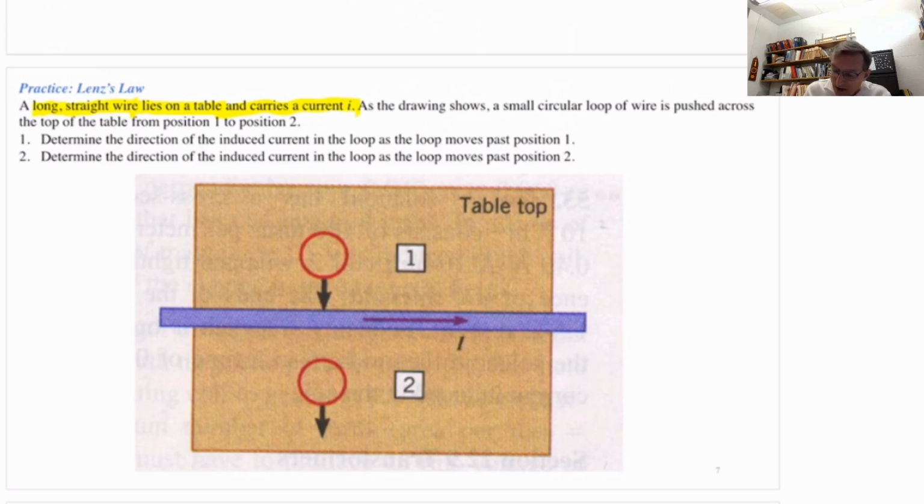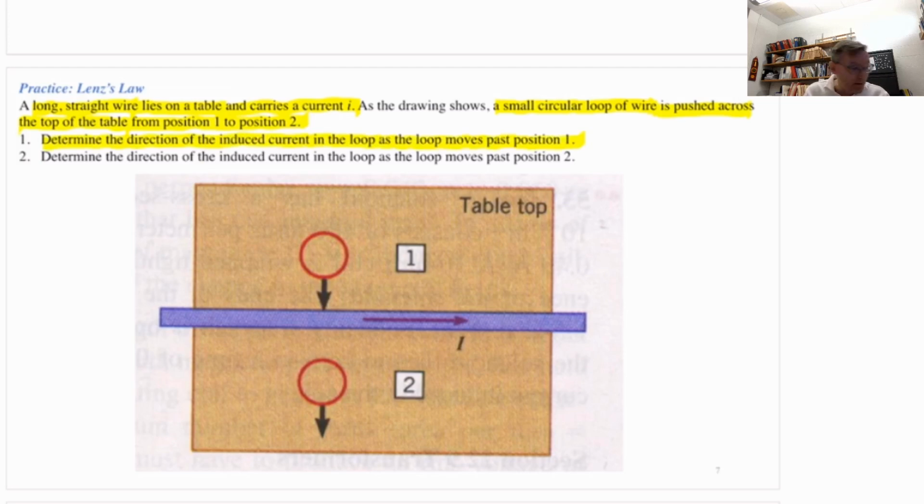All right, there is also a small circular loop of wire that is being pushed across the top of the table, starting at position 1 and heading across to position 2. So you see in position 1, the loop is, if you like, above the wire in our top-down view, moving towards the wire. In position 2, that loop is below the wire, moving away from the wire. Question 1. Determine the direction of the induced current in the loop as the loop moves past position 1.